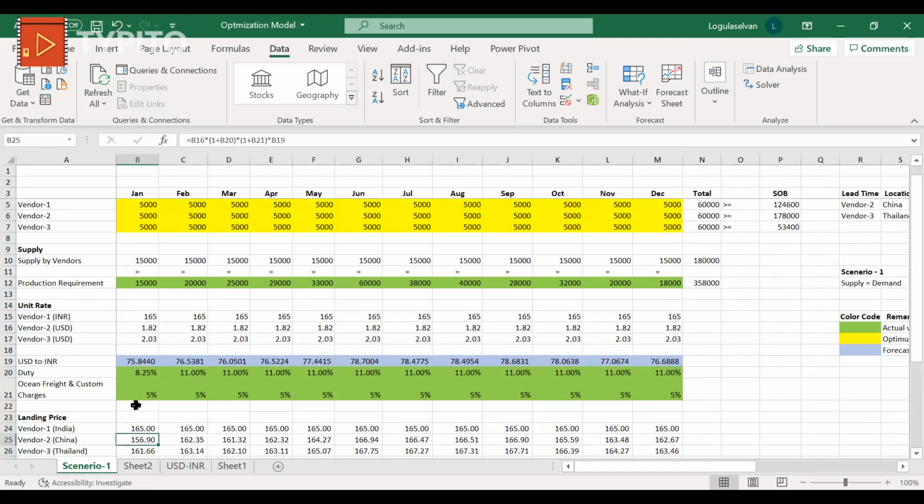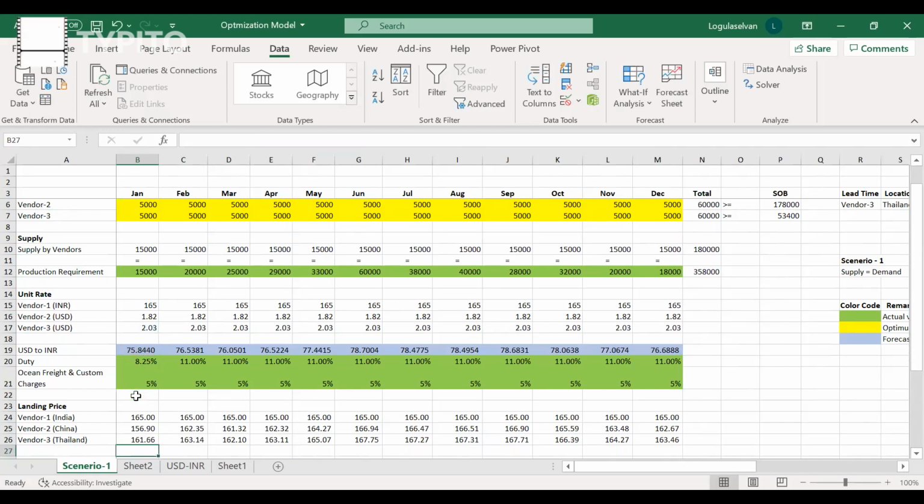Now we will be calculating the landing price. So 165 for the Indian vendor will remain the same over 12 months. For China, what we will be doing is multiplying by USD to INR, then adding the duty, then adding the freight charges to calculate the landing cost of the China vendor. In the case of the Thailand vendor, the duty will be 0, so we will not be considering any duty, but the other factors like USD to INR and ocean freight are considered for the landing cost calculation of the Thailand vendor.